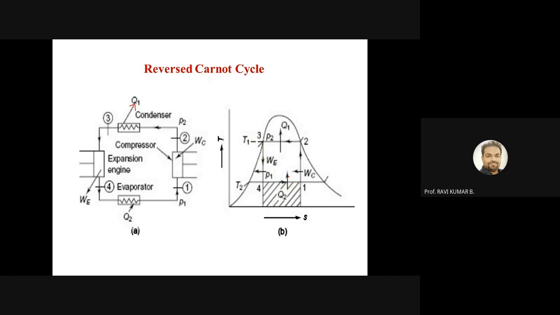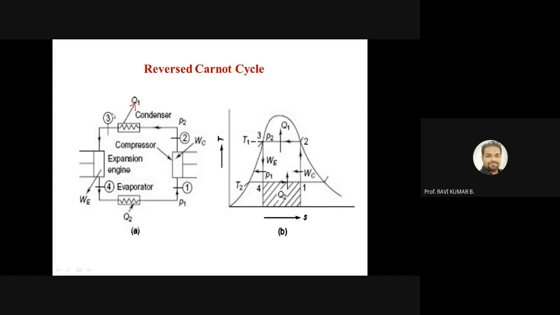Now if we are going to write the equations based on this, by applying the steady flow energy equation, because for an open system, in most cases we consider all the devices as open systems. So the heat rejection is T1 times the change in entropy, because it is an isothermal process. So Q1 is equal to T1 (S2 minus S3), and Q2 is equal to T2 (S1 minus S4). So we can say W net is equal to WC minus WE. So we can get Q1 minus Q2, that is equal to (T1 minus T2)(S1 minus S4). So this is your net work.